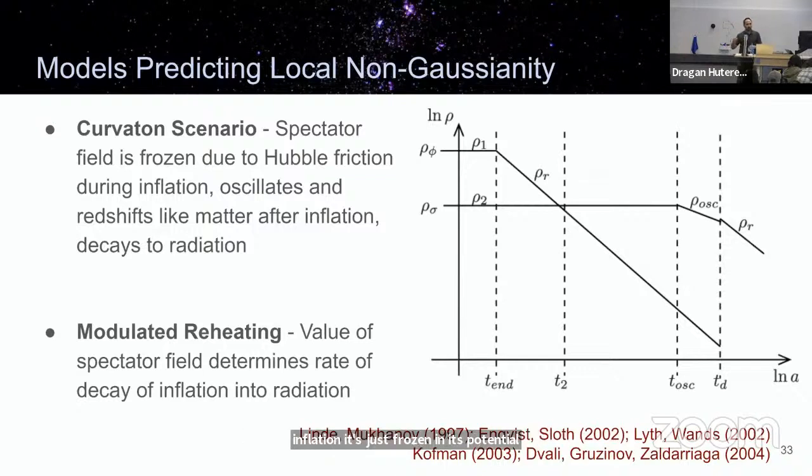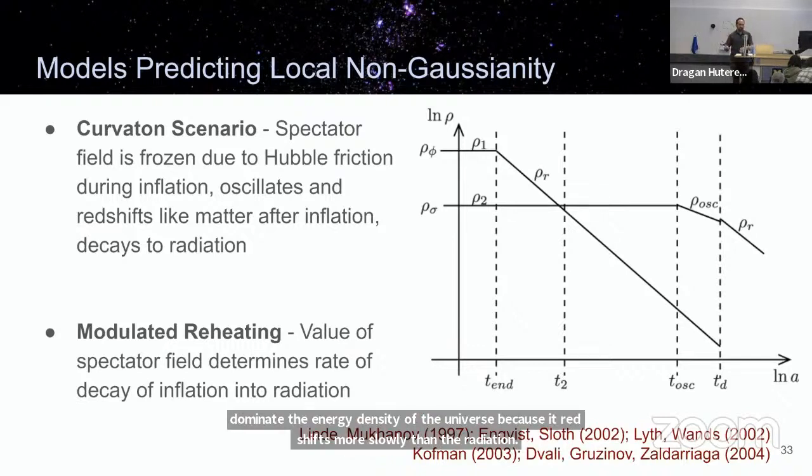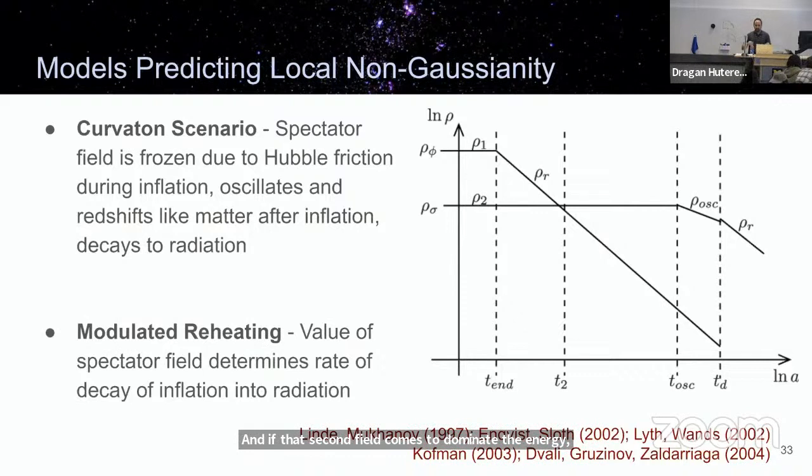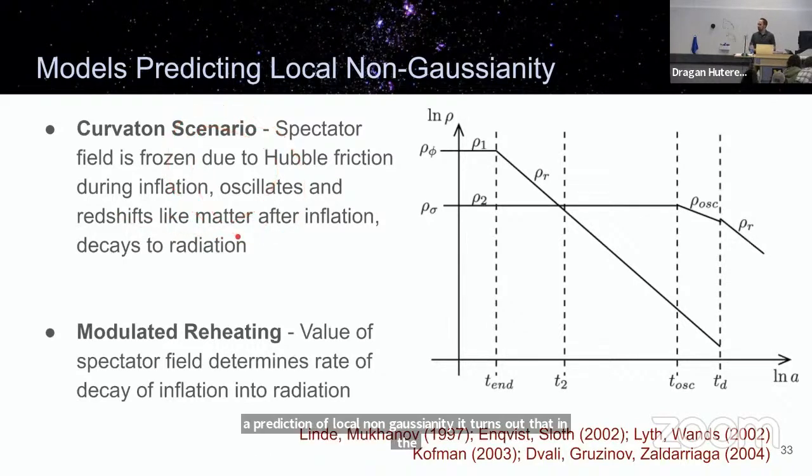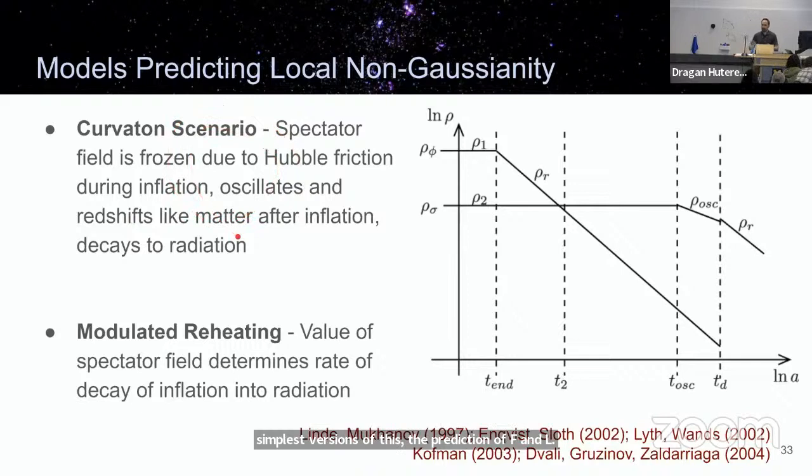However, after inflation, the Hubble friction goes way down, the field begins oscillating, and it can come to dominate the energy density of the universe because it redshifts more slowly than the radiation. And if that second field comes to dominate the energy density of the universe, then different regions of space underwent different histories, unlike in the case of purely adiabatic fluctuations. And this can lead to a prediction of local non-Gaussianity. It turns out that in the simplest versions of this, the prediction of FNL local is -5/4. I'm telling you that number just to give you some sense of scale when I give you the constraints in the next slide.